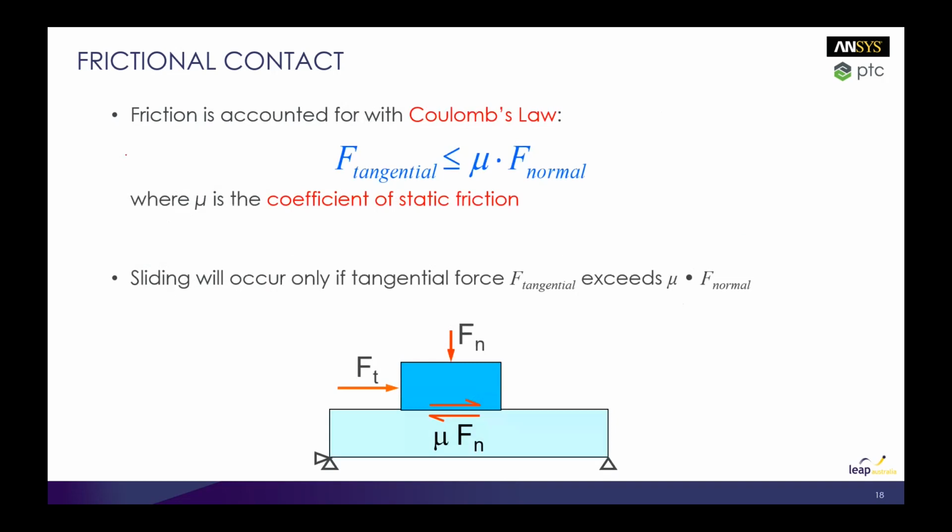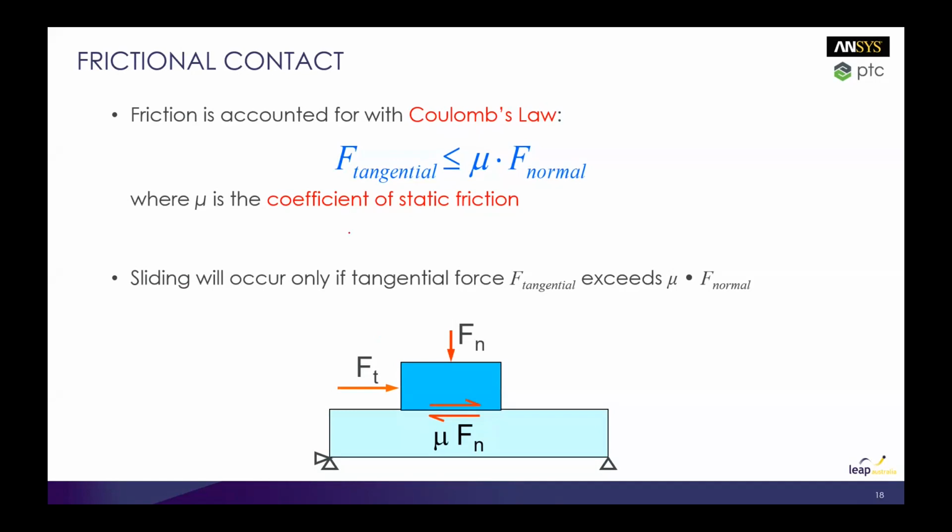So mathematically, we basically use Coulomb's law. The tangential force has to be less than or equal to the friction coefficient times the normal force. Once that is exceeded, the part will start sliding.